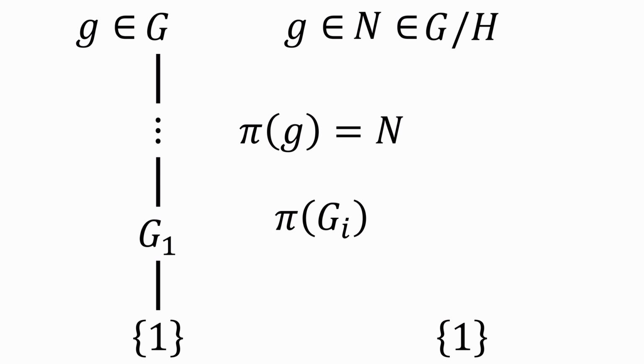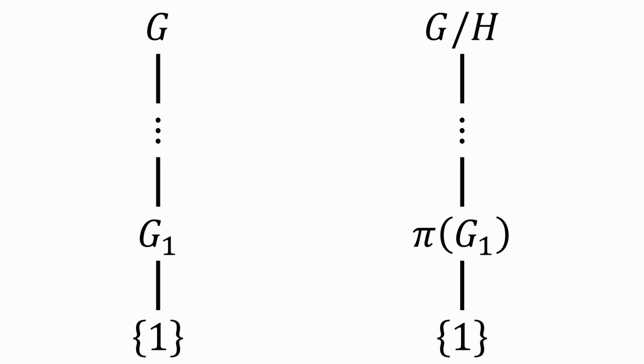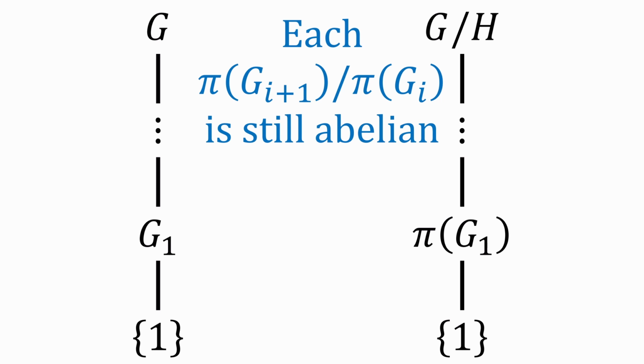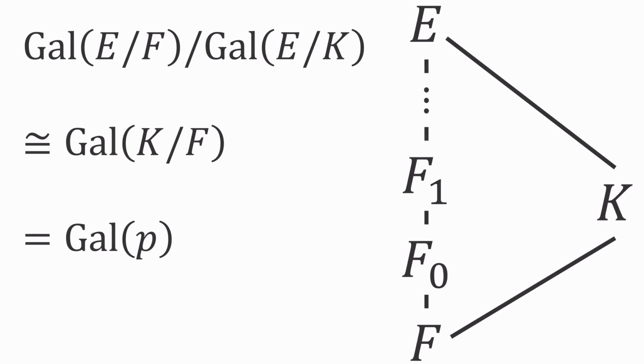If we project each group in the left tower in this way, we get a new tower of subgroups. Notice that G gets projected to G over H, and the trivial group gets projected to itself. When we do this projection, no important structure is lost, namely the quotient groups are still abelian. This means G over H is also solvable. This means that the Galois group of a polynomial which is solvable by radicals is a solvable group. This means that if the Galois group of a polynomial is not solvable, then the polynomial is not solvable by radicals. We just need to show that the Galois group of some arbitrary quintic is not solvable, and we will be done.